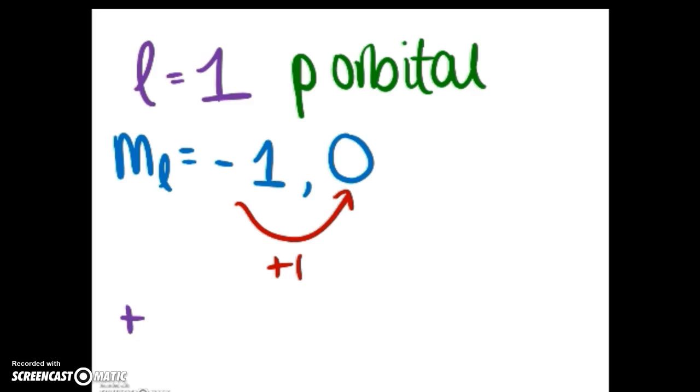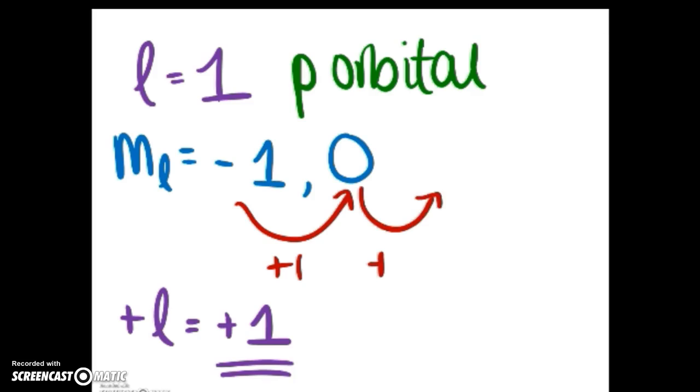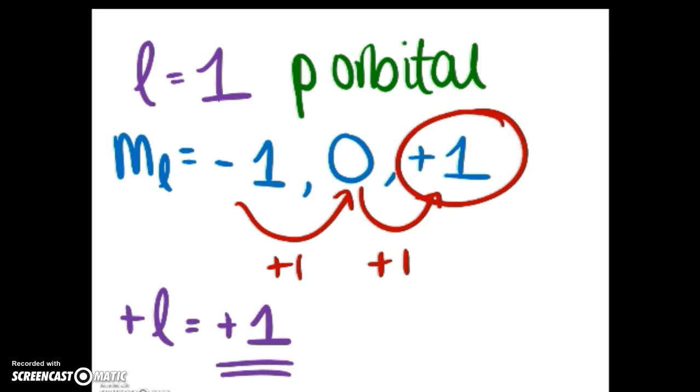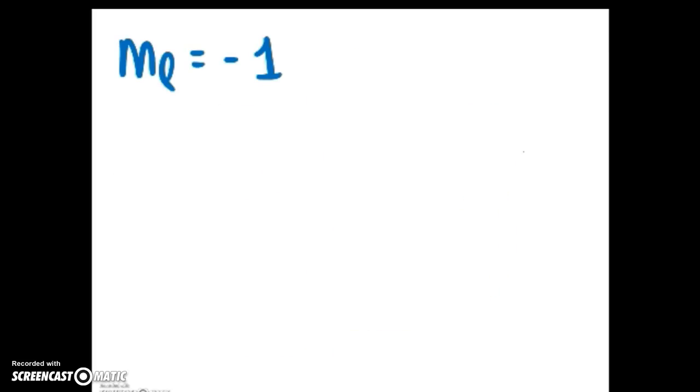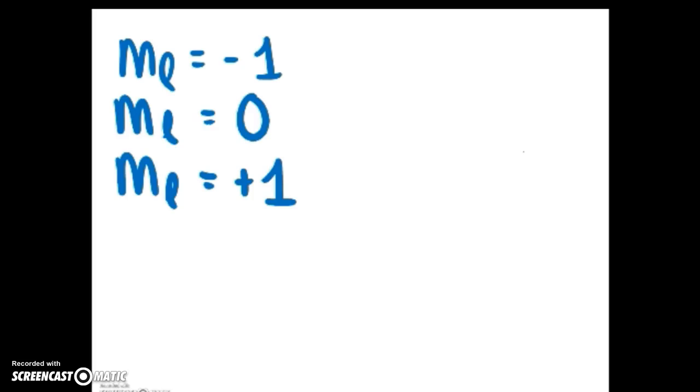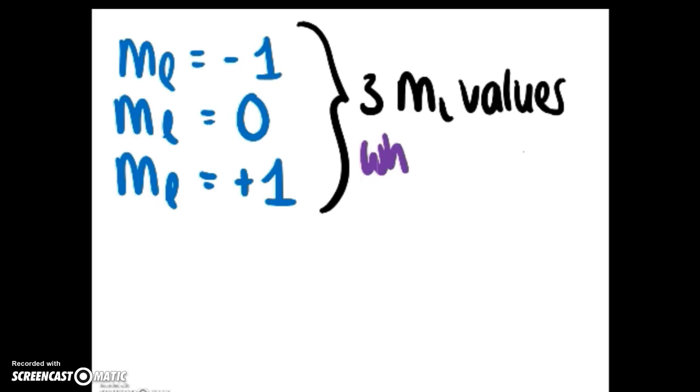So if we just note that our highest ml value is plus l, so equal to plus 1, then we know when to stop finding the next highest integer. So the next one is actually plus 1, as we're adding 1 to our last ml value of 0, and plus 1 is our limit. So we have ml values equal to minus 1, 0 and plus 1, 3 ml values in total.